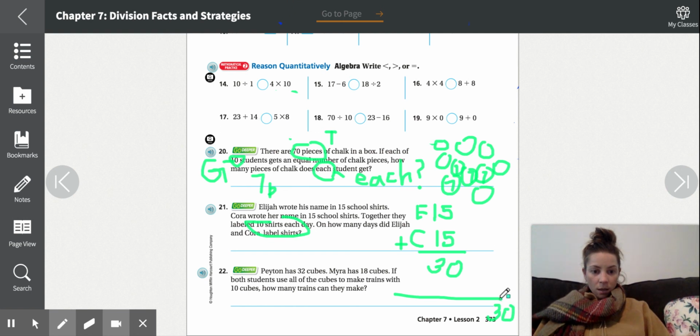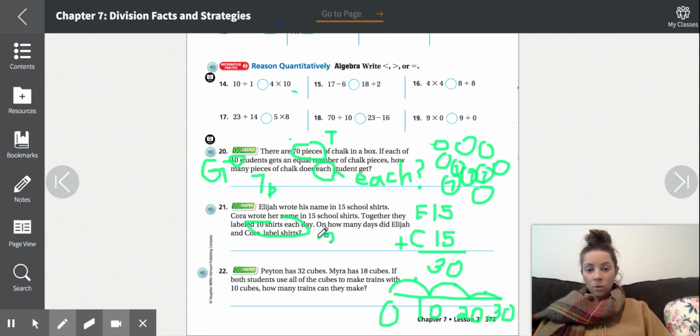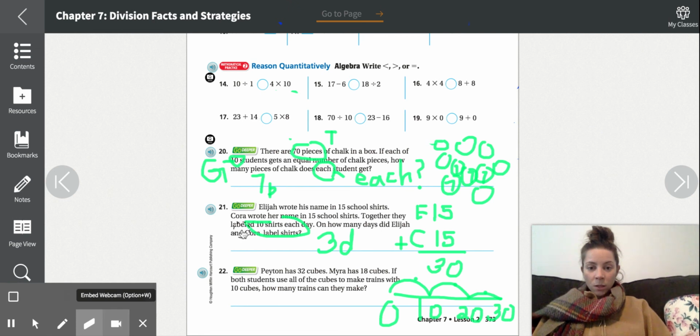30, take away 10 for day 1. Now they have 20. Take away 10 for day 2. Now they have 10. Take away 10 for another day. Now they're all out. So how many days did they sit down and label them together? It's 1, 2, 3. They did it 3 times or 3 days. That was our multi-step problem here. Okay. All right, let me get rid of this so we can do the last one.